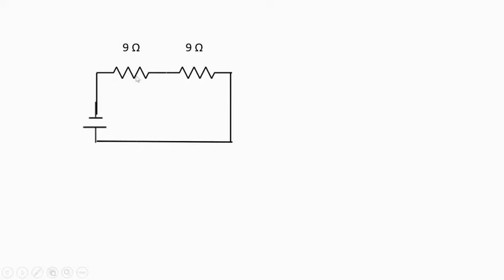Okay, so in this series circuit, you have 2 9-ohm resistors. Because it's a series circuit, you can just add them like normal. 9 plus 9 is 18. So the total resistance of this circuit is 18 ohms, right? And that would determine how much current would flow through that.